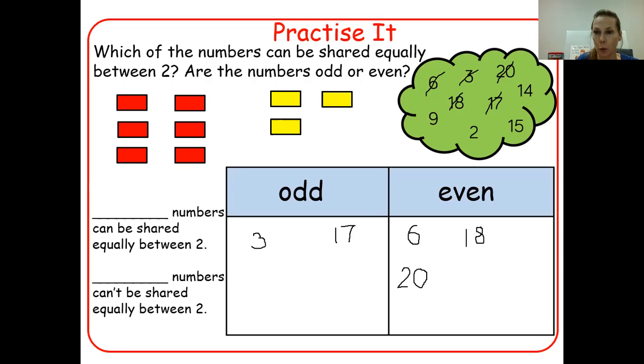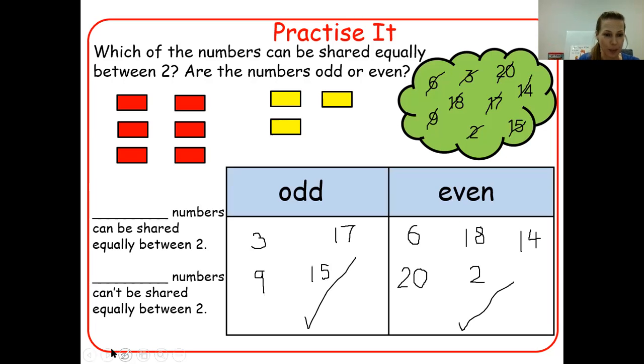Okay, what else have we got? We've got 14. 14 is another even number, and you would have 7 in each group if you sorted 14 into groups. 9 is an odd number. That would give you 1 left over. 2 is an even number. Okay, that would just have 1 in each group. And 15 is another odd number. So all our odd numbers have to end in 1, 3, 5, 7, or 9, which they do. So you can give yourself a tick if you got those right. All our even numbers end in 2, 4, 6, 8, or 0, which they do.